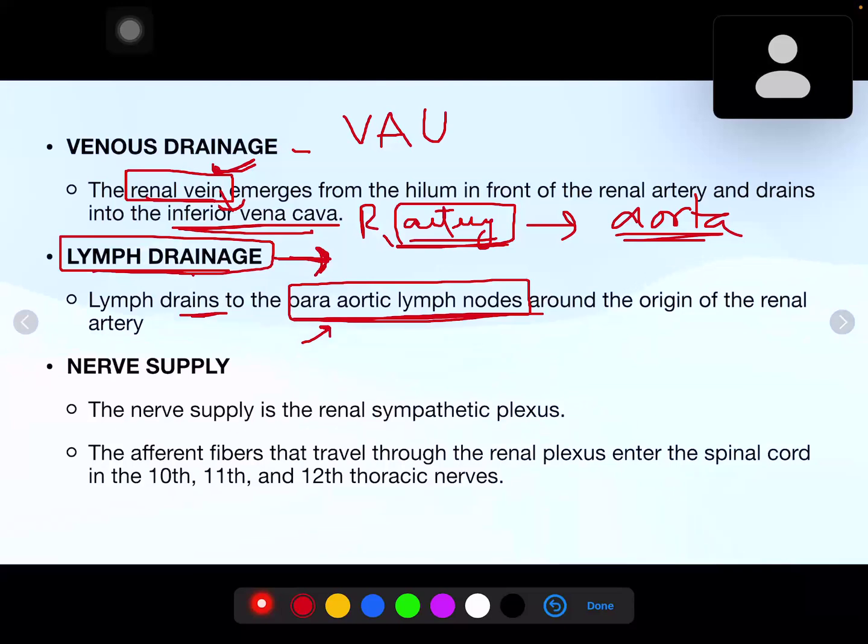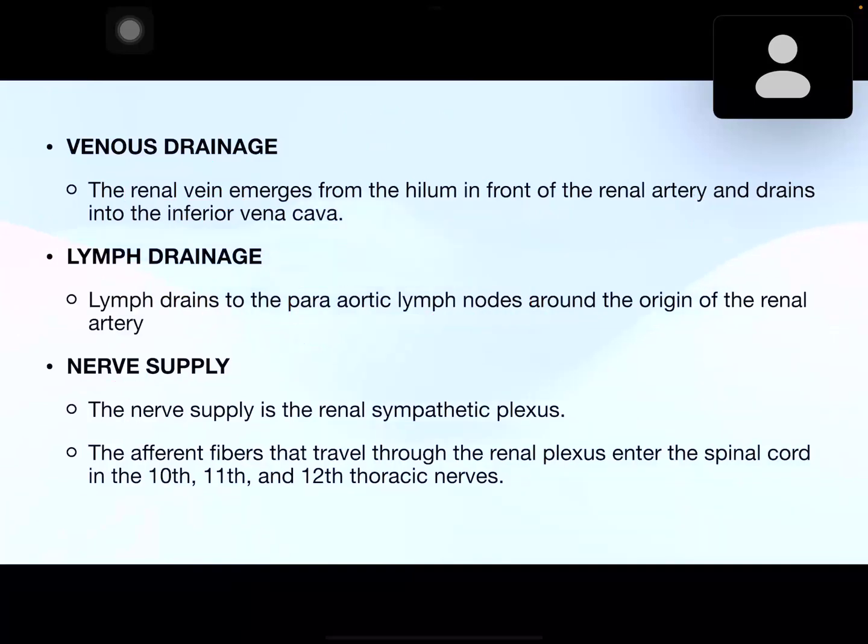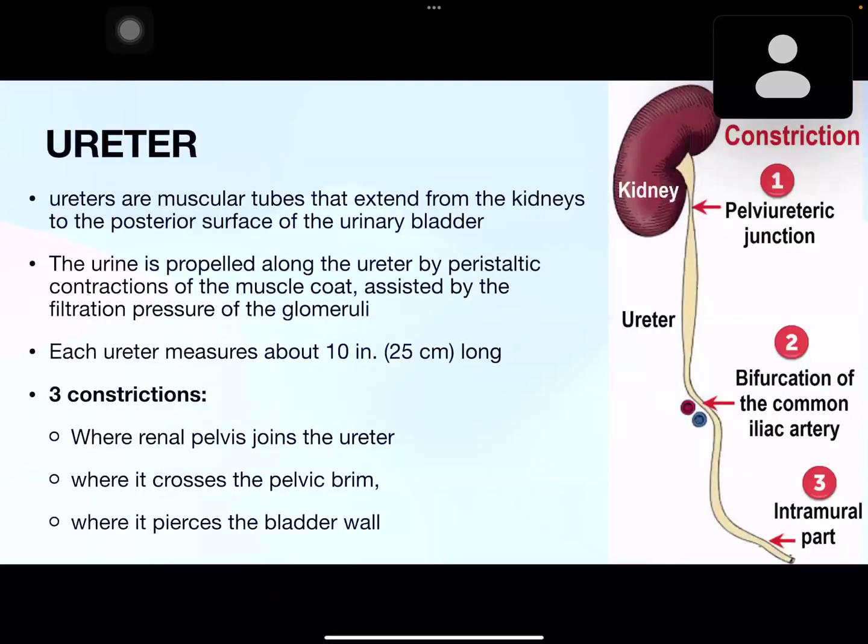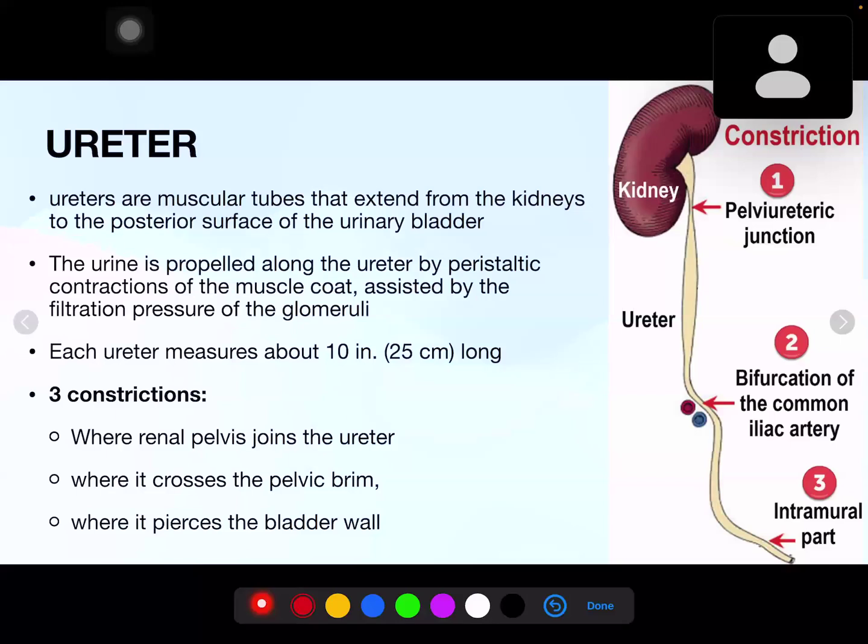Okay, so the nerve supply would be the sympathetic plexus. The afferent fibers would be traveling through the T10, 11, and 12 thoracic nerves. Okay, so this is the important venous drainage, lymph, and nerve supply. Now, a very, very important structure is the ureter. It comes in multiple exams, and they can ask you anything about the ureter. The relations of the ureter, everything is very important.